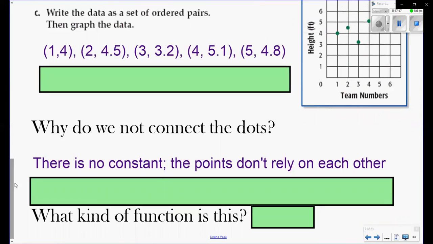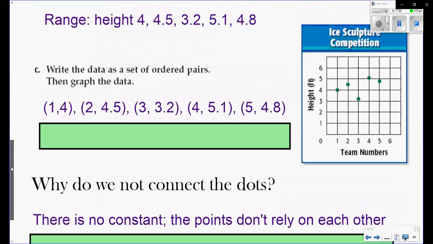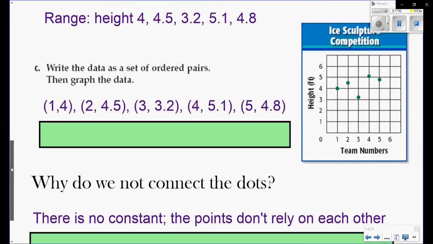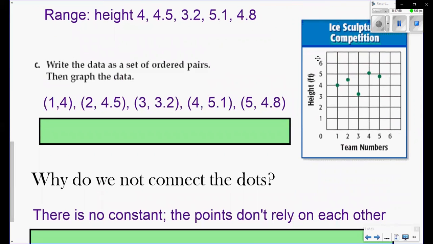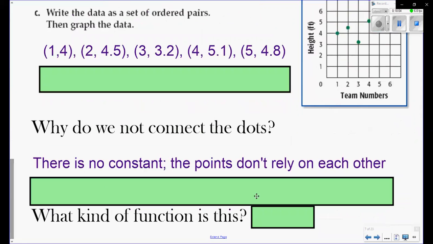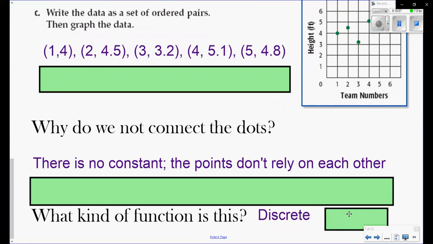And then, what kind of function is this? We had 2 functions that we learned just a few minutes ago: continuous and discrete. So this would be a discrete function. It's all wonky, it's not a continuous flow, there's a break, and based on the last question, there's no constant. The points don't rely on each other. There's no relation between those two, so it's not going to give you that continuous flow. There's no connection.